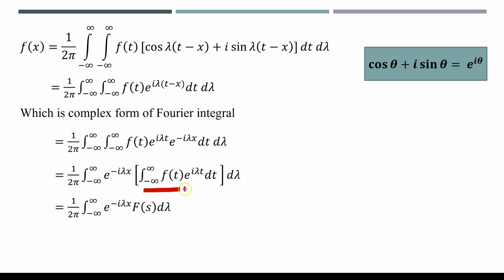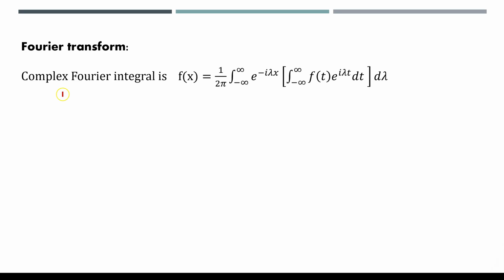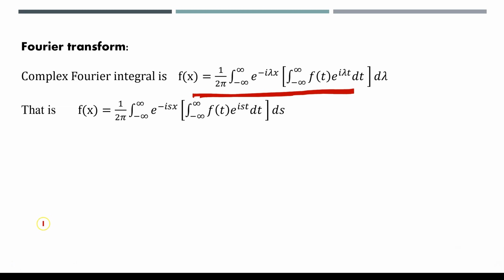Now this term which is in the bracket is nothing but F of s. What is F of s? F of s is nothing but the Fourier transform. So let us see. We have written the complex form of Fourier integral, or the complex Fourier integral, is this one. We have seen this derivation. Now in this derivation, the term which is in the bracket here, this bracket, is nothing but the Fourier transform.